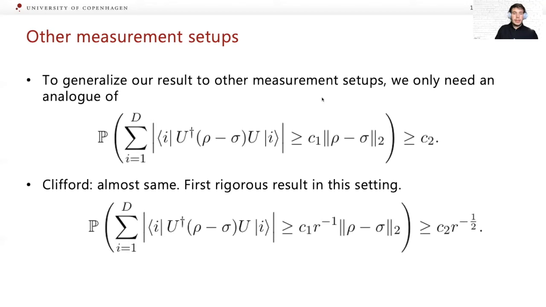Because we showed, or rather we import results from the literature to show, that for random Clifford measurements, which are a 3 design but not a 4 design, essentially the same inequality holds, but you also have to pay some rank factors over here. And then we can play the same game and also obtain bounds on how many measurement settings and state copies you need to perform tomography with Clifford measurements.